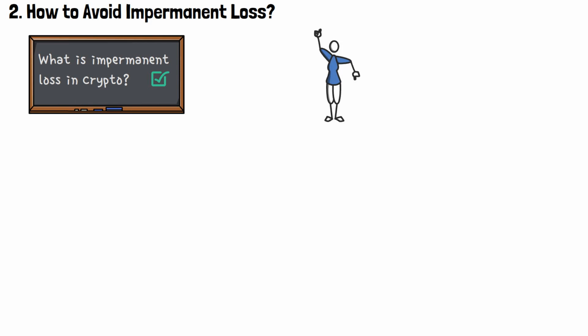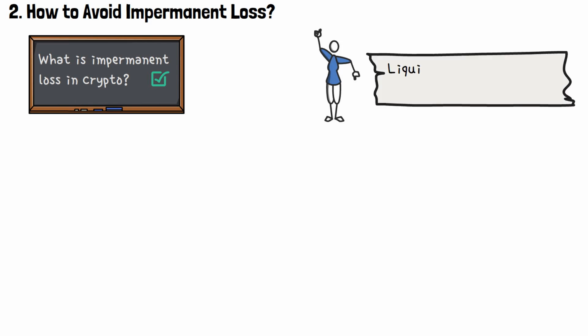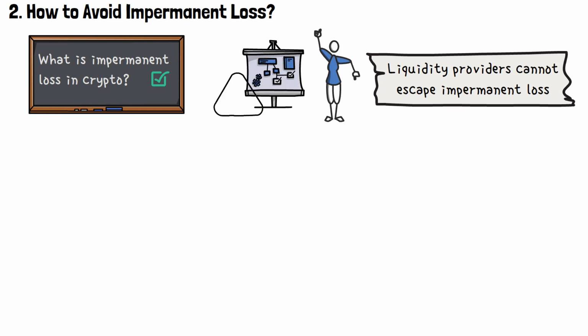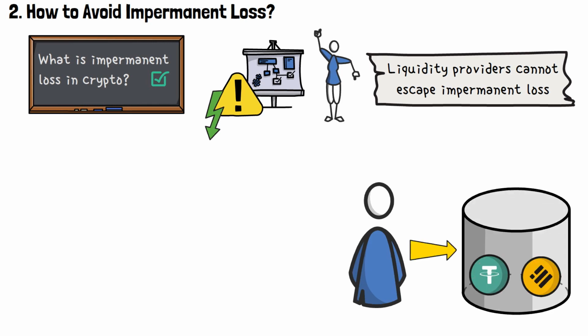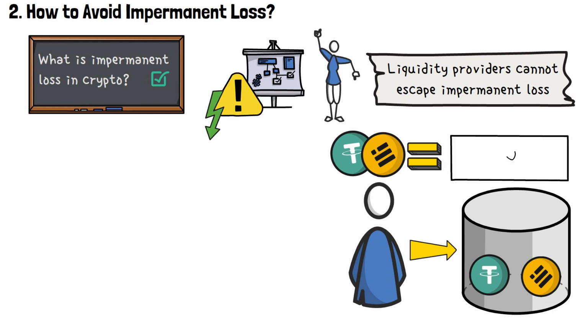Well, there's both good news and bad news. The bad news is that liquidity providers cannot completely escape impermanent loss. But the good news, however, is that they can implement various strategies to mitigate this risk. One effective approach is to go for stablecoin pairs when providing liquidity. As already mentioned, stablecoins are cryptocurrencies that are pegged to a stable asset, usually the US dollar, and their value remains relatively steady over time.